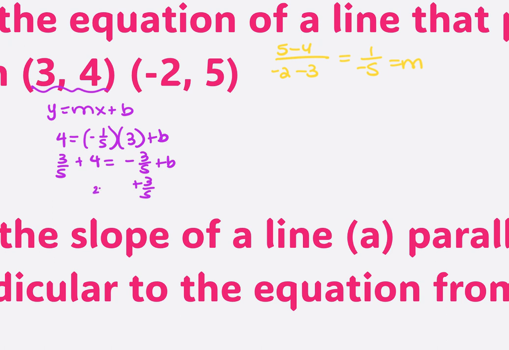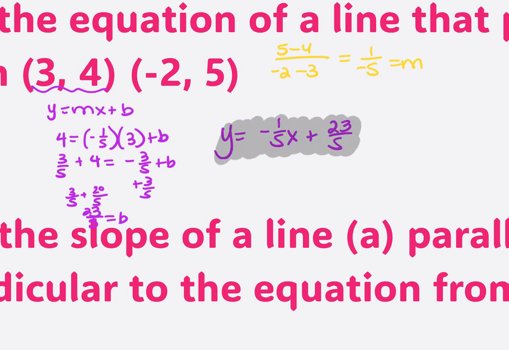4 becomes 20 over 5 plus 3 over 5, or 23 over 5. And then I plug that and the m back in. So y equals m, -1/5 x plus 23 over 5. Questions on that one?